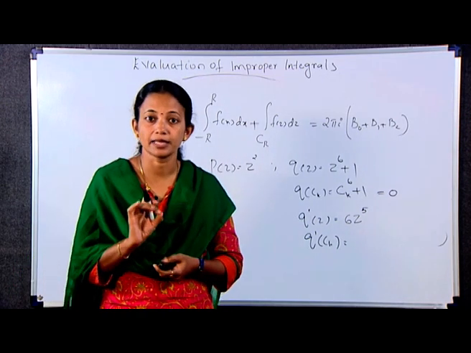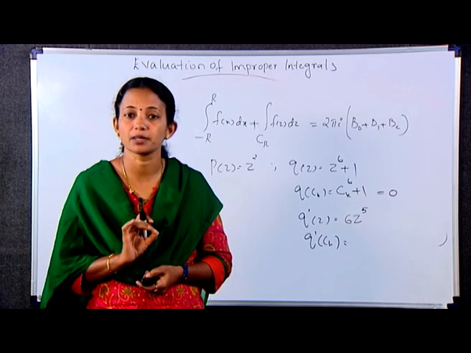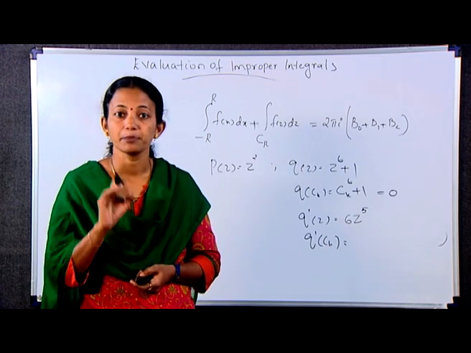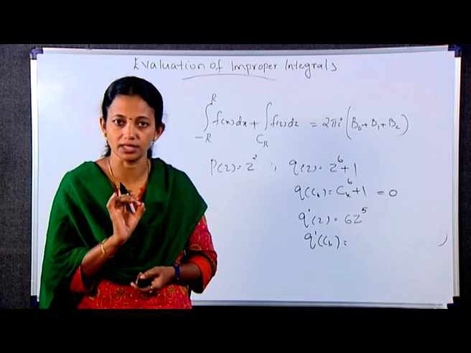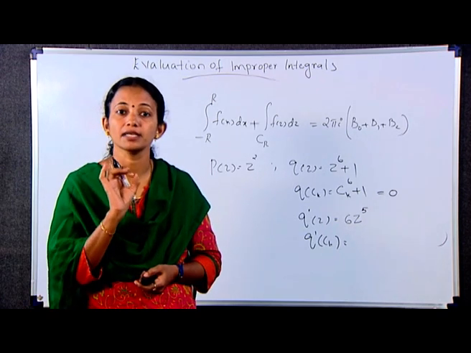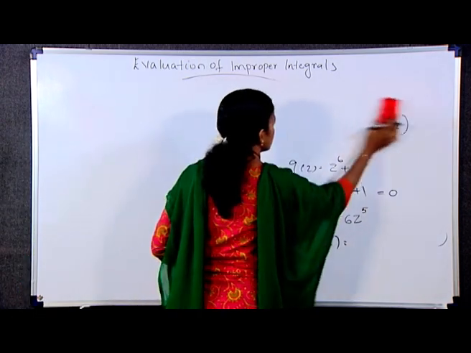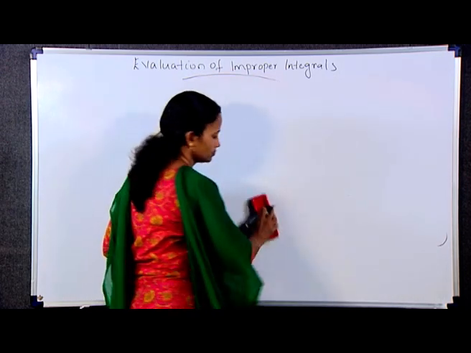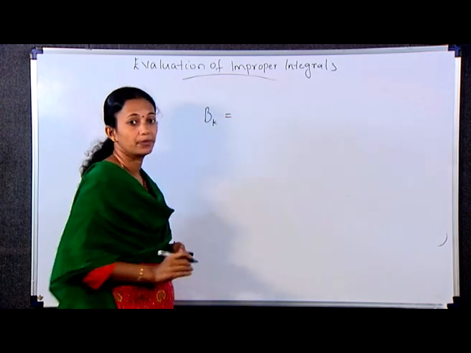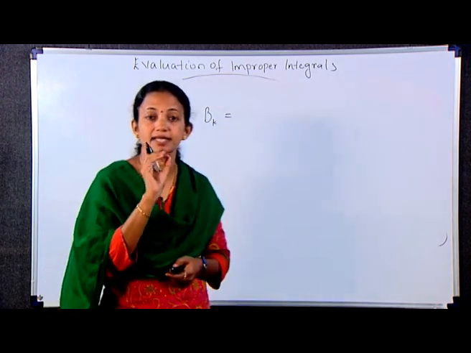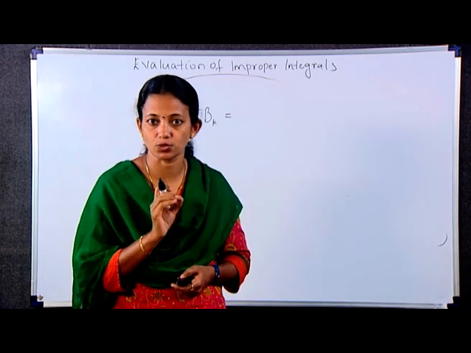It follows that the points Ck are simple poles of f is equal to P z by Q z, and Bk is equal to the residue at z is equal to Ck of z square by z raised to 6 plus 1. That is, Bk, the residue at z is equal to Ck, of z square by z raised to 6 plus 1.